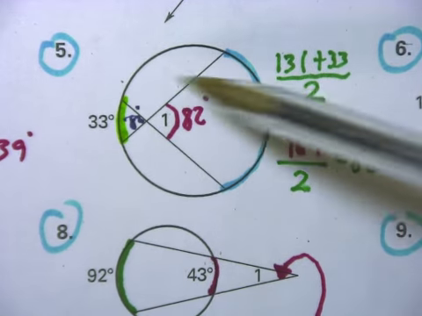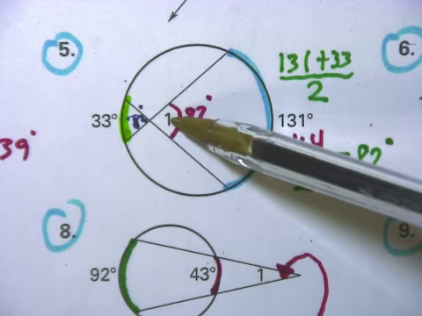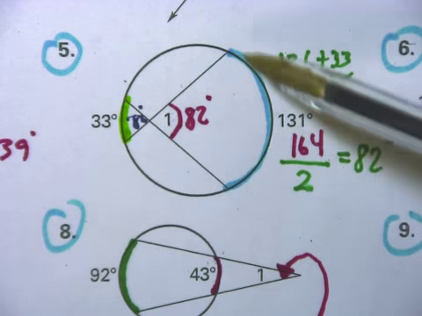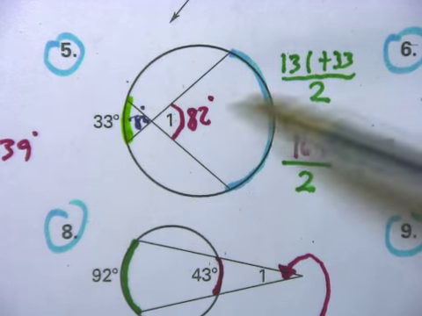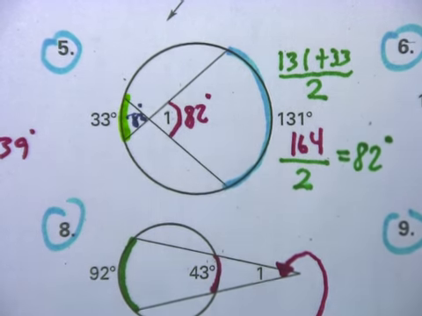Question number 5. Again, I have two arcs here. This is 131. This is 33. They want to know the measure of this angle here. So when the angle is inside the circle, I know that I add and divide by 2. So when I add them, I get 164. Divided by 2 gives me 82 degrees. So angle 1 is 82 degrees.